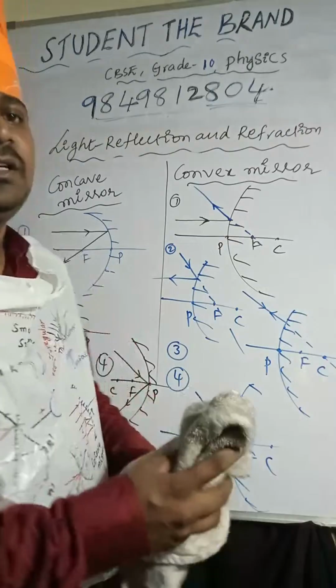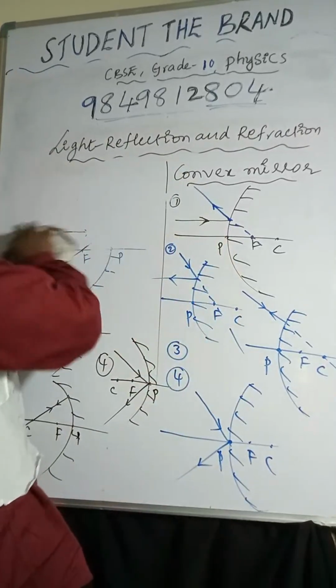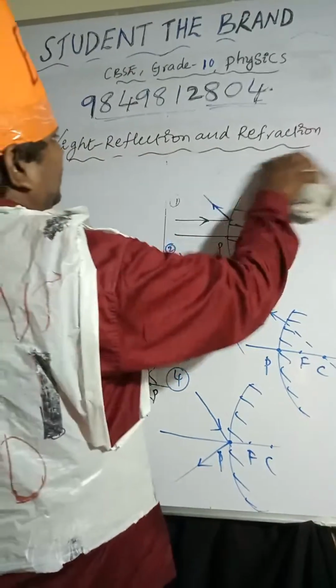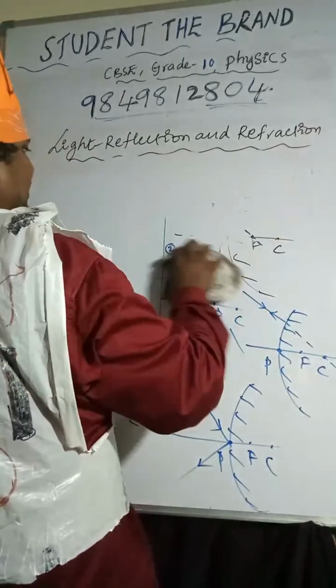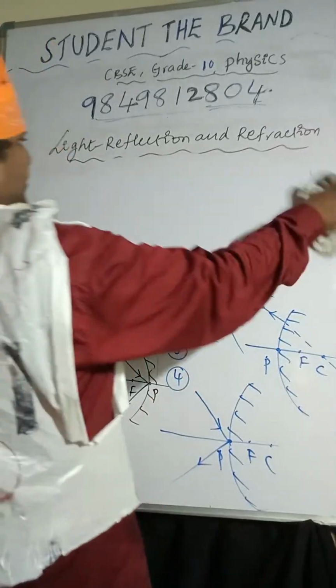Now we are going to discuss the nature of the image formations by concave mirror and convex mirror. Nature is nothing but converging nature or diverging nature.